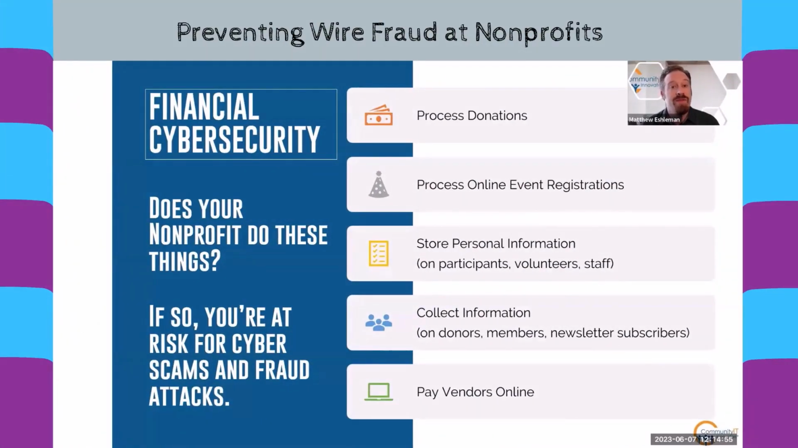Whenever we talk specifically about financial cybersecurity, we ask the question: does your nonprofit do any of these things? Do you process donations? Do you have event registration? Do you store any personal information? Do you collect any information about your donors or newsletter subscribers? Do you pay vendors online? I think every organization does one or maybe all of these things.